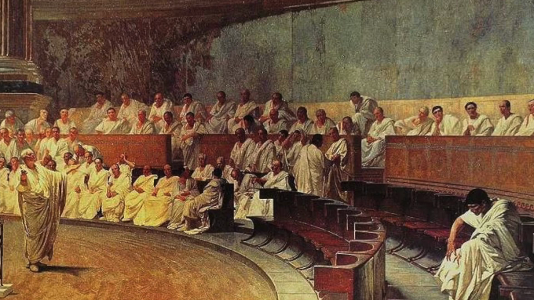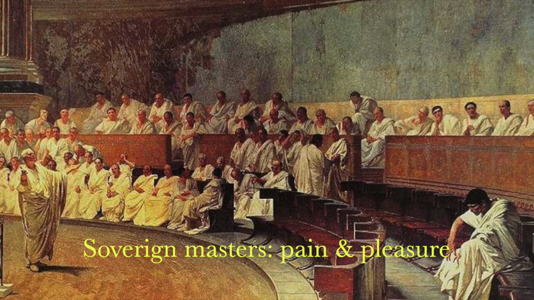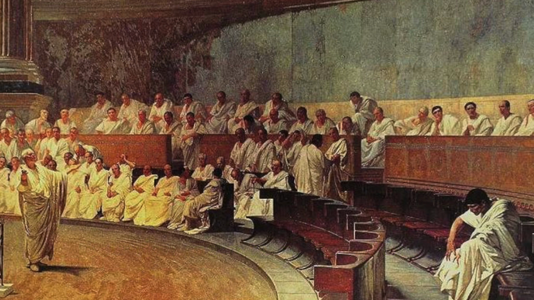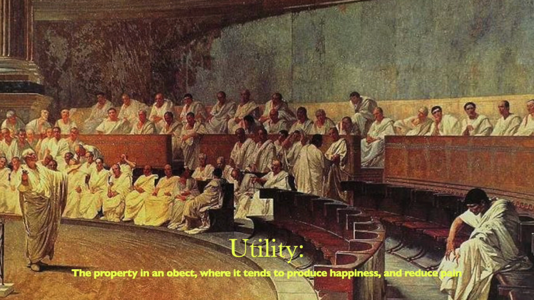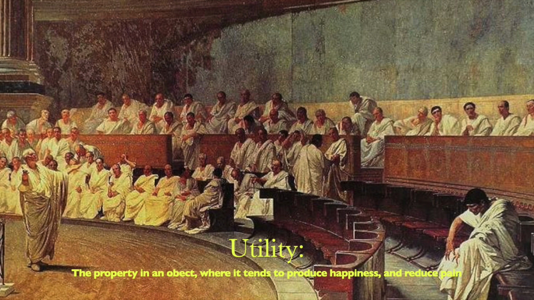There are two masters which guide human decisions, both dictating what will be done and what should be done. These are pain and pleasure. The principle of utility is the principle which judges actions according to how much the actions affect the happiness of the parties involved. By utility is meant the properties of an object which either produces pleasure or pain.